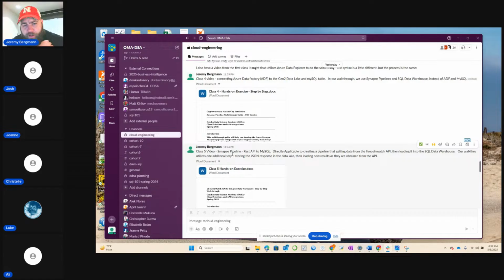Then class 5 is a Synapse pipeline. This is where we connect directly from the REST API to the SQL data warehouse. My first video was doing this with MySQL. We used MySQL the first time, but you can do this with SQL data warehouse. And it's directly applicable to completing that pipeline and getting data from the Live Coin Watch API and loading it into the table.